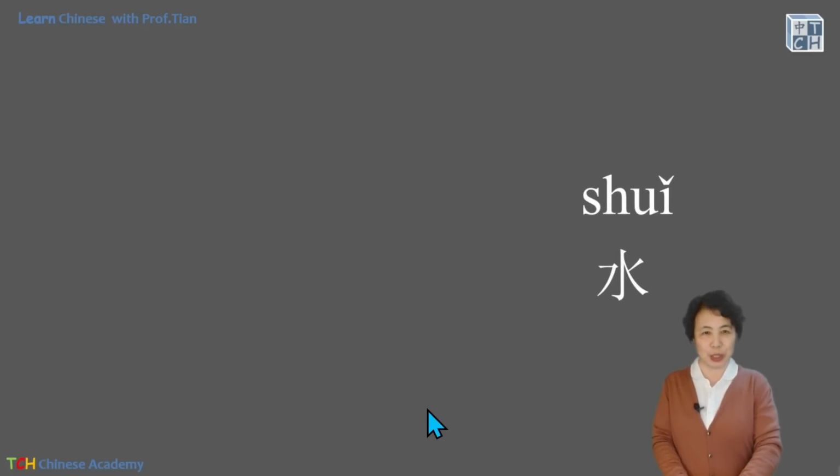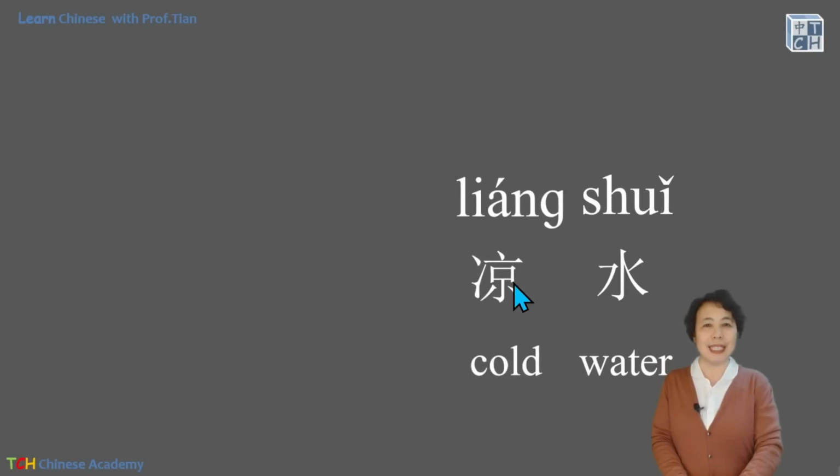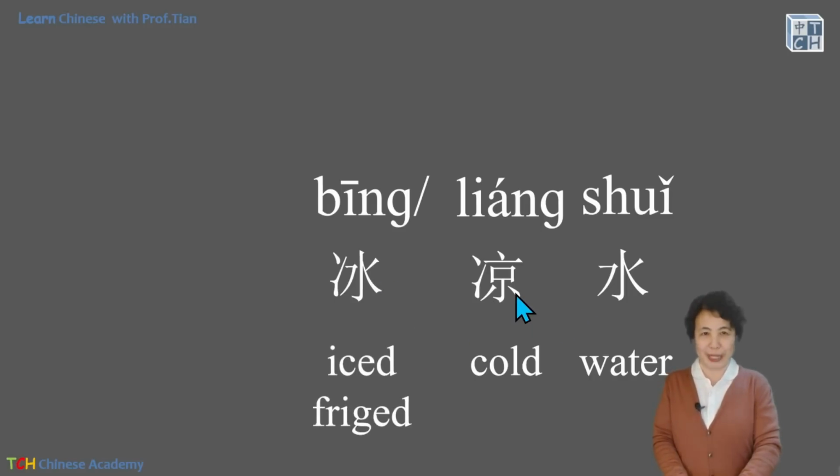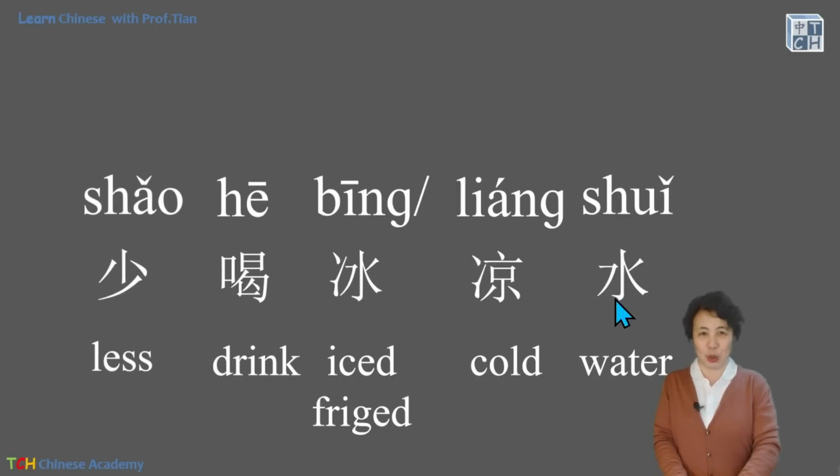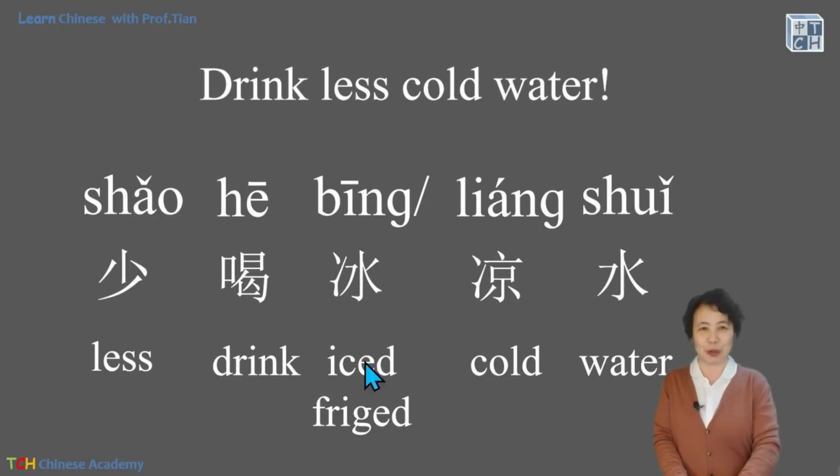And opposite to 热水 or 开水 is the 凉水. Yeah, that's the cold water, 凉水. Sometimes we say 冰水. So 冰水 is fridged or iced water. It's not the same as cold water, 凉水. So 凉水 is more room temperature water. And we usually say 少喝冰水 or 少喝凉水. That means drink less cold water and drink more hot water. So that is what's so special about water, 水.